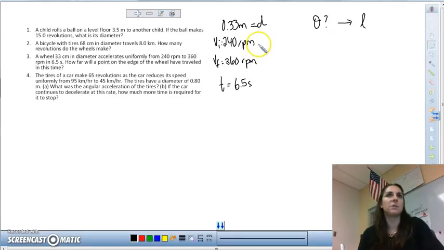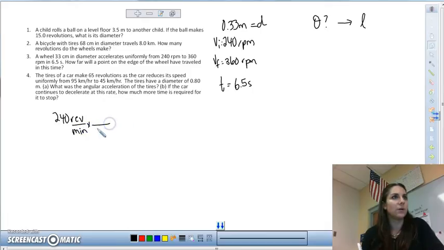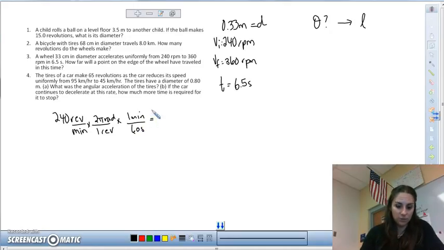As always, these have to be converted into radians per second. So let's do that. In 1 revolution, there is 2 pi radians, and in 1 minute there are 60 seconds. So 240 times 2 pi over 60 gives me 25.12 radians a second.